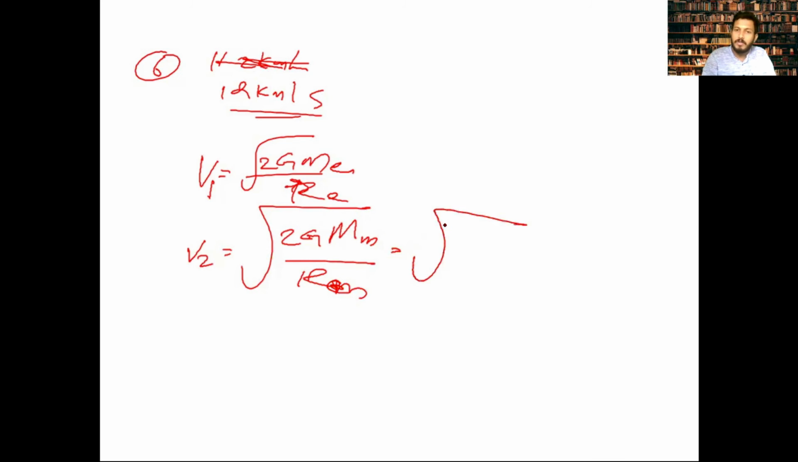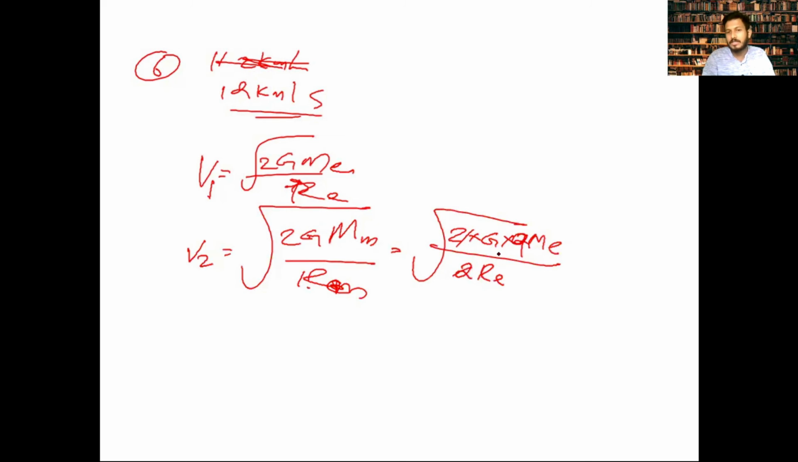So from the given quantity 2g into what is m? Mass of Mars: 2 into mass of Earth divided by what is the radius of Mars? 9 into mass of Earth. Mass of Earth into 9 is the mass of Mars. Then the radius of Mars. What is the radius of Mars? 2 into radius of Earth.